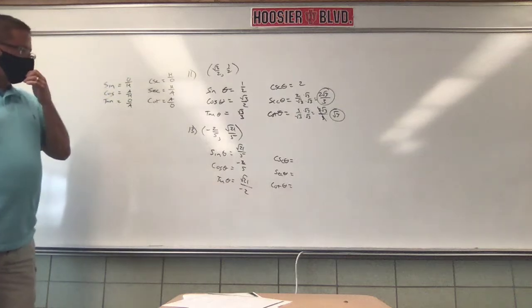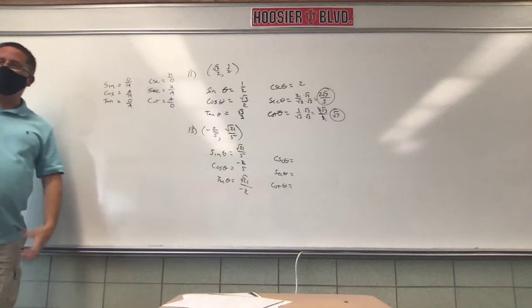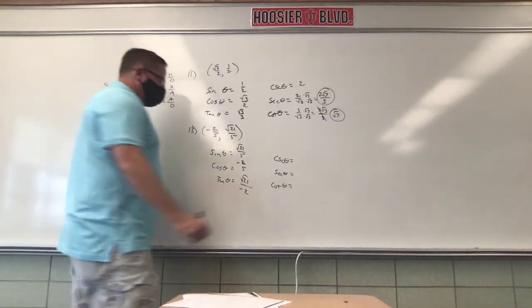Which ones do we want to find first on this one? Cosecant, secant, or cotangent? One of them is easier than the others. Which one do you think? Secant. Why? Because you just flip 5 over negative 2. There's no radicals. Okay? The ones that have radicals, those are the ones that are a little more work.